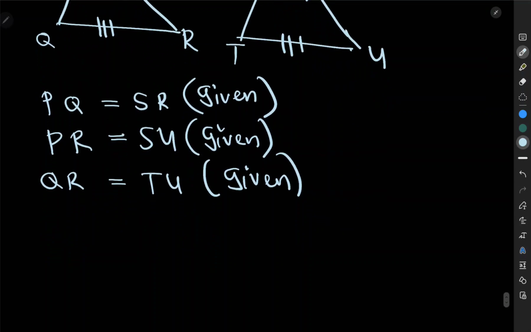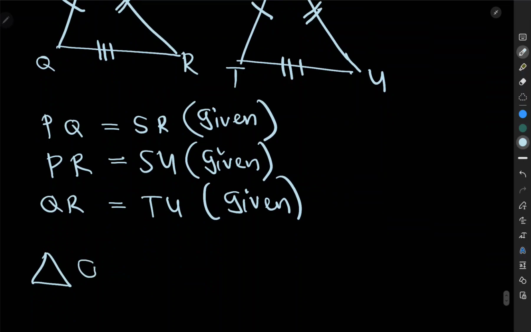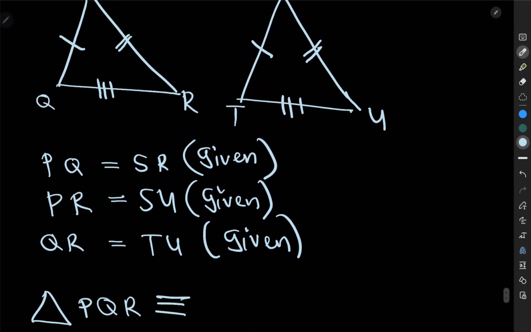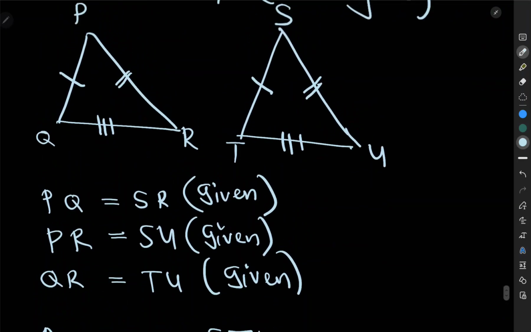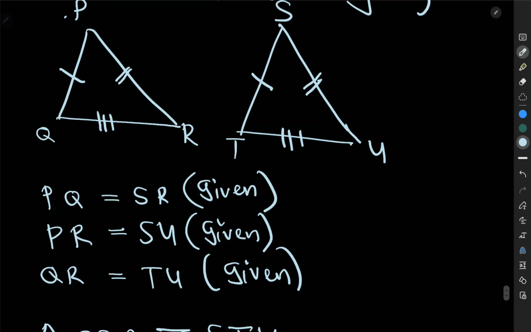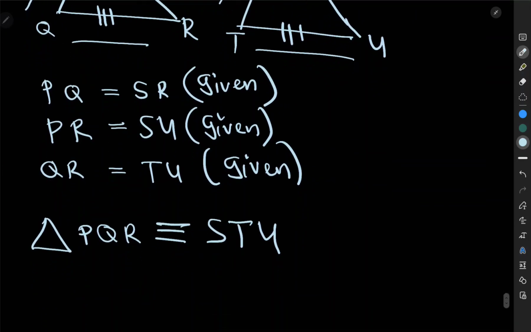Okay, so now from that we can deduce that triangle PQR is congruent to triangle STU. I want you to pay attention to something. From here I move from P all the way to Q and then R, and with the other triangle I move from S to T to U. I moved in the same pattern, so that's very important. That's something you need to keep in mind.